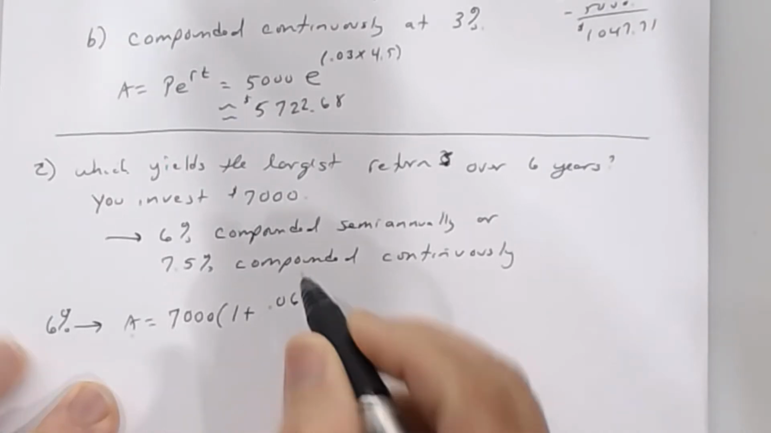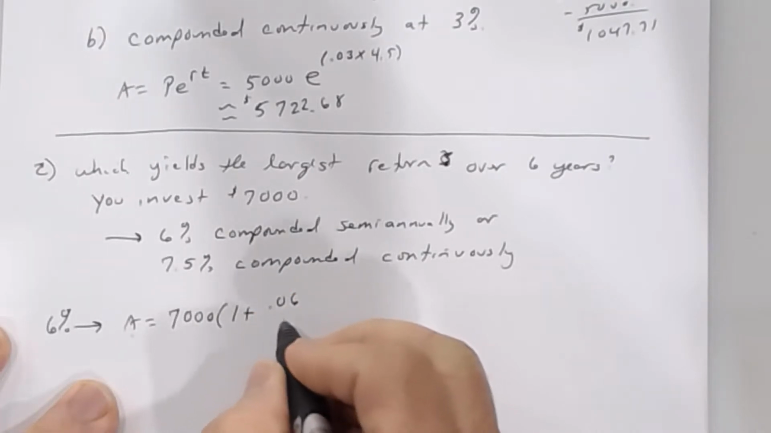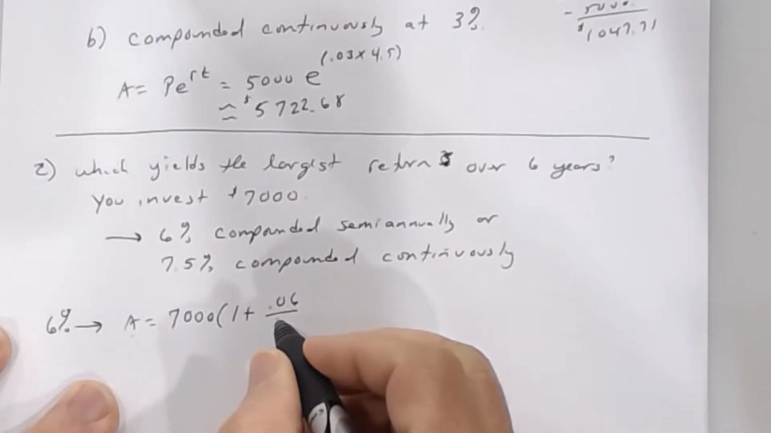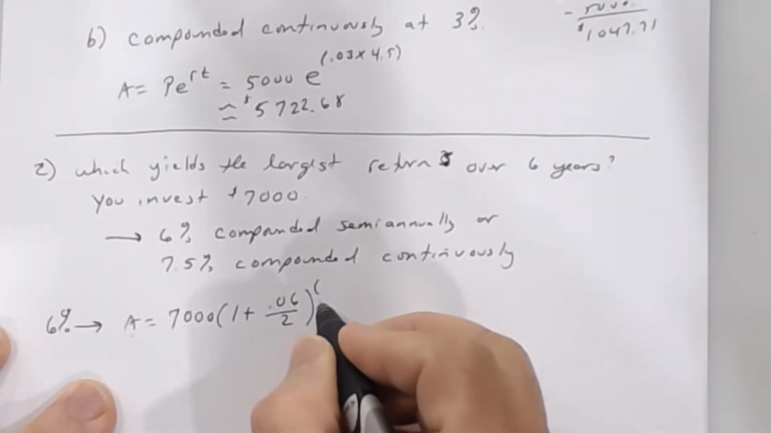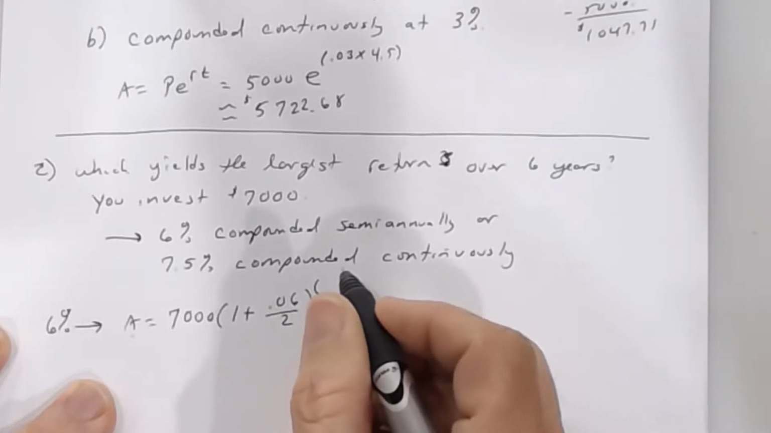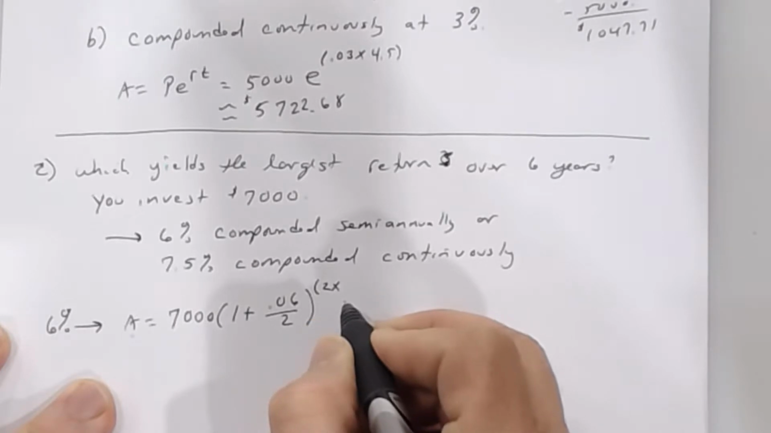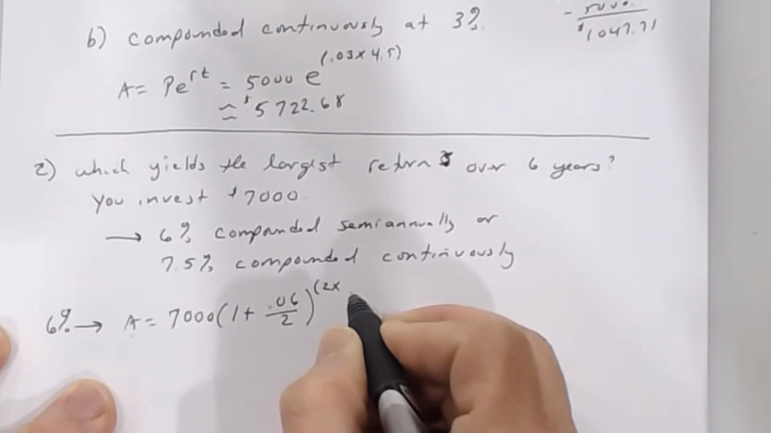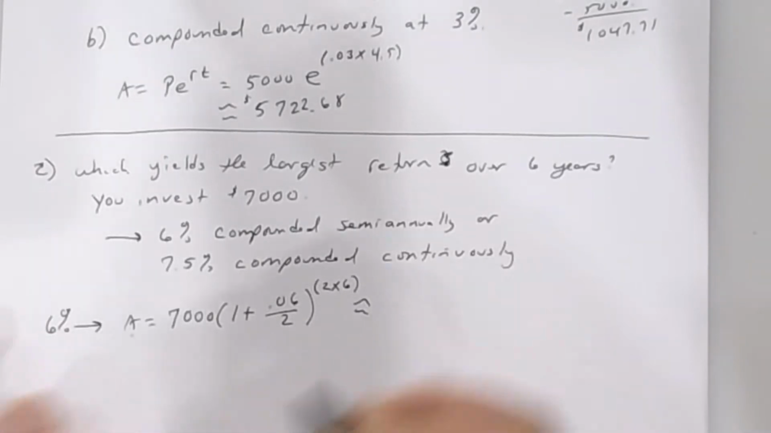0.06. Make sure you remember how to convert a percent to a decimal. 0.06 divided by N, what's N? Semi-annually, 2. Raised to, in parentheses, the NT power, what's N? 2. What's T? What's the time? 6 years. Okay, now use your calculator. What is that approximately equal to?